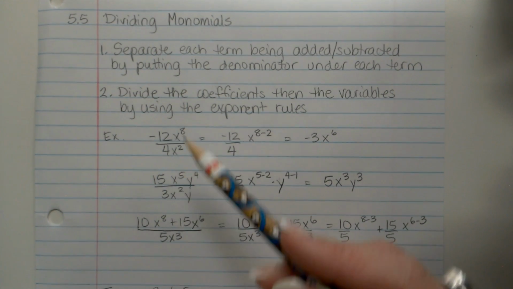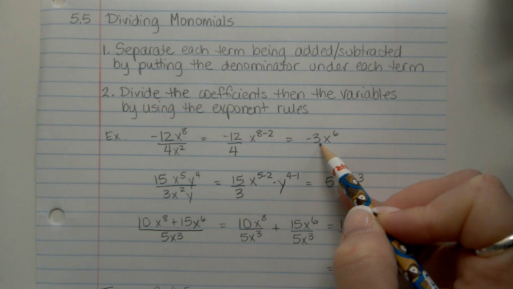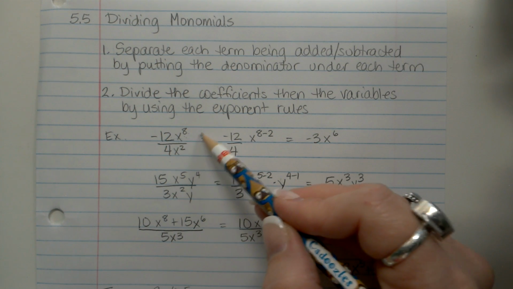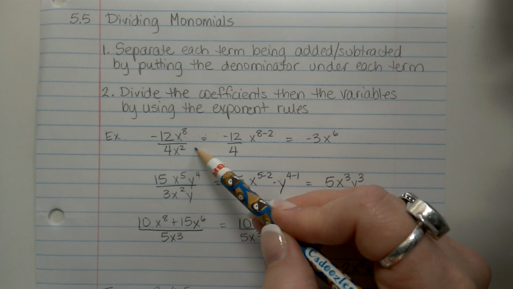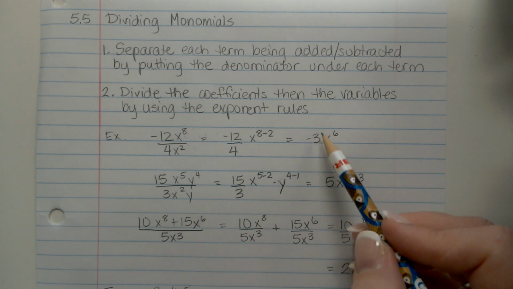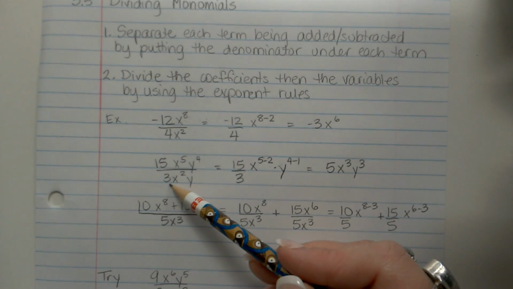So in this case, negative 12 divided by 4 is just going to be negative 3. And then the x to the 8th divided by x squared. Remember, you're going to have 8 x's multiplied and 2 in the denominator. So 2 of the x's will cancel out, so you can subtract, and you get this answer. Similarly, 15 divided by 3 is 5.